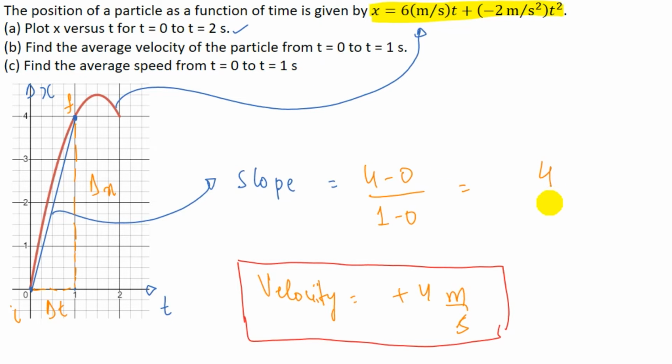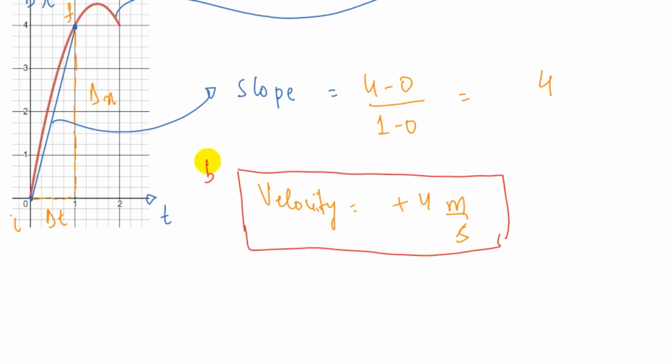from time interval t equals 0 to 1 second. Now in the next part, we have to find the average speed from time interval t equals 0 to t equals 1. Now in this case, since the object is moving in the positive x direction, because for this time interval the position is increasing, the average speed would be the magnitude of average velocity. This is for the B part.